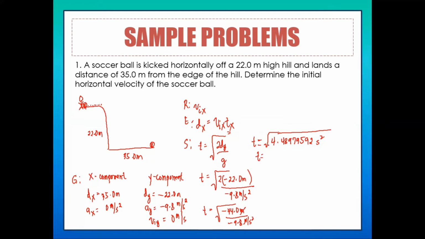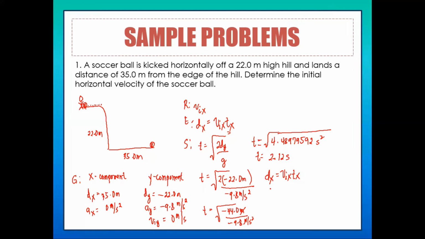Now, again, square root of 4.489799592 will give you 2.12 seconds. So, 2 decimal places na tayo. Okay? Alam nyo naman na kung paano mag-round off. So, this is the time that we're going to use para ma-solve yung problem using this equation. So, gamitin na natin tong equation. V sub x is equal to V sub ix tx. Meron na tayong value ni t. Yan yung 2.12 natin. Okay?